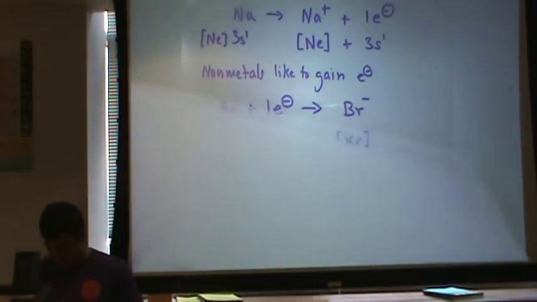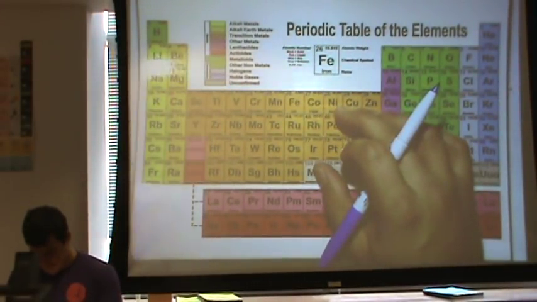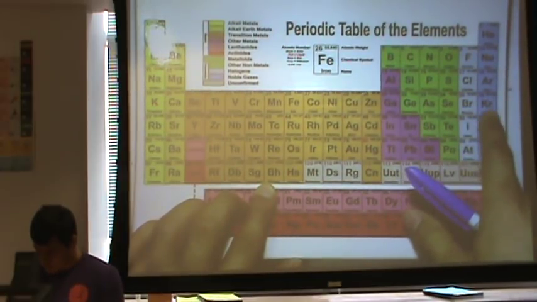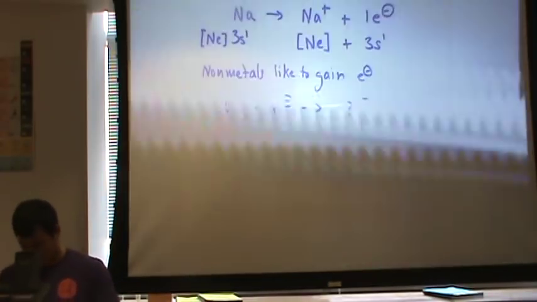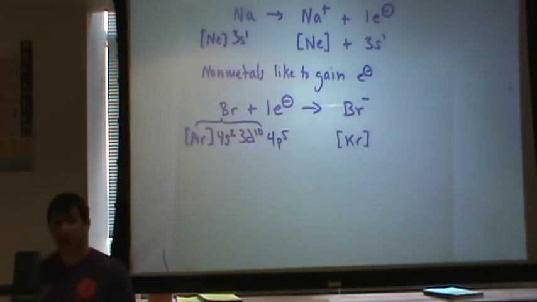That is seen by looking at the periodic table again. So we were talking about sodium. Sodium releases an electron, becomes like neon. Bromine gains an electron, becomes like krypton. Okay. Any questions?